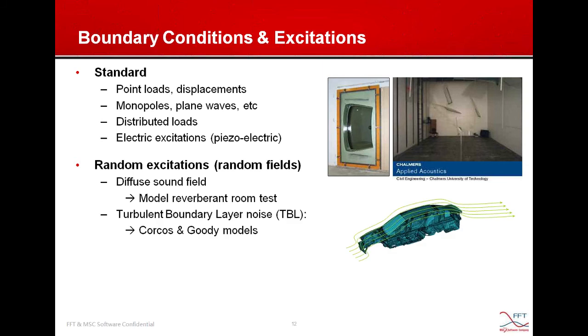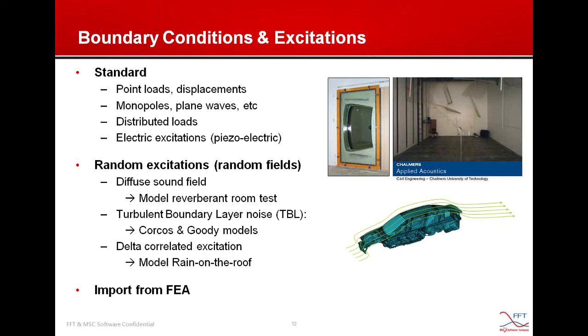In Actran, there's also a turbulent boundary layer model developed by Caucus. It can represent the effect of the turbulent flow applied on the surface of the structure. Finally, we can also model a delta correlated excitation, which can be used to model a so-called rain on the roof load.